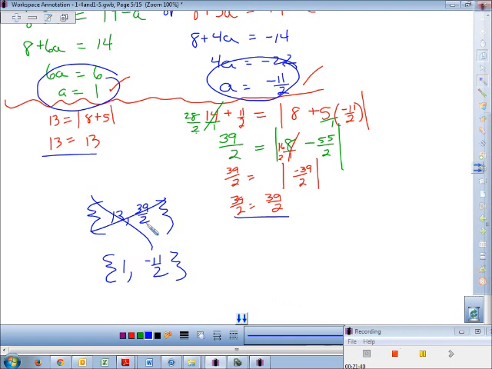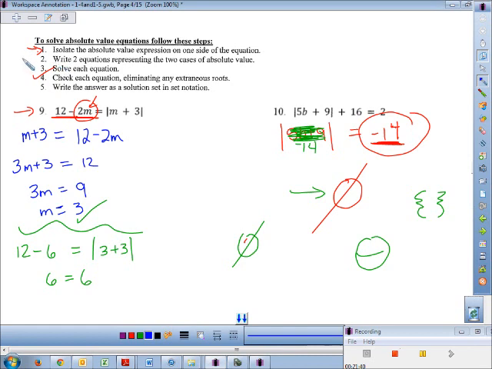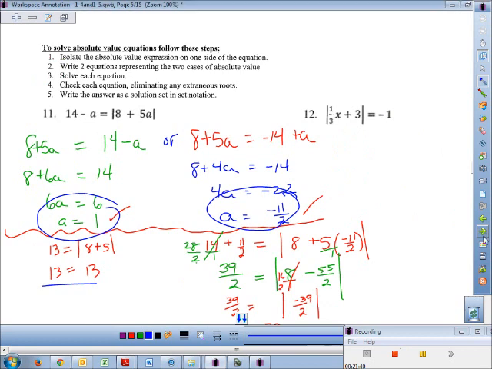When your brain starts to get tired, that's when mistakes like that happen. It's a lot of work. Follow the 5 steps. Let common sense take over between steps 1 and 2, though, to help you out. Okay? Next one, 12.